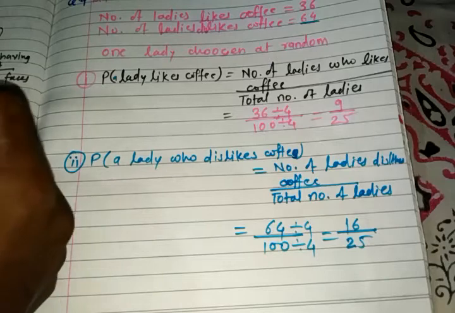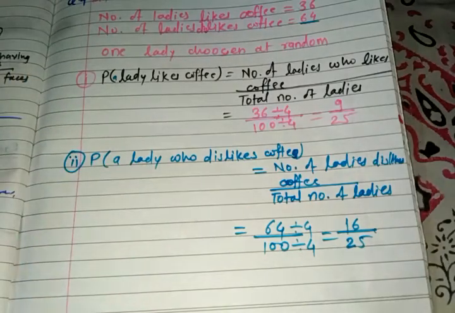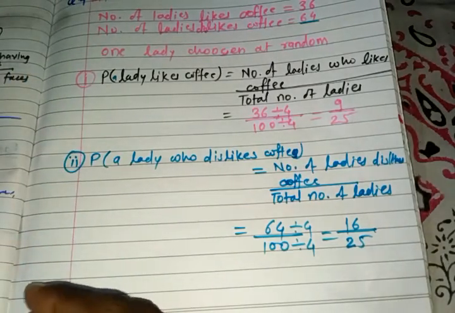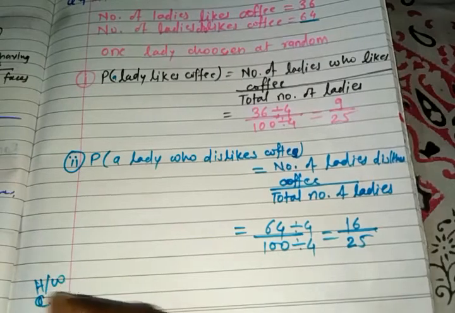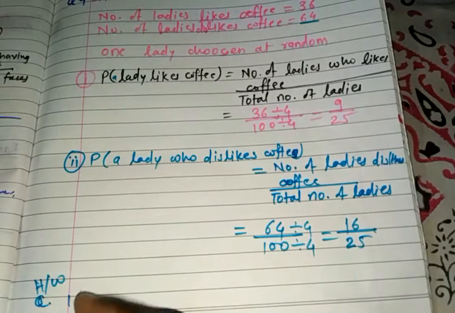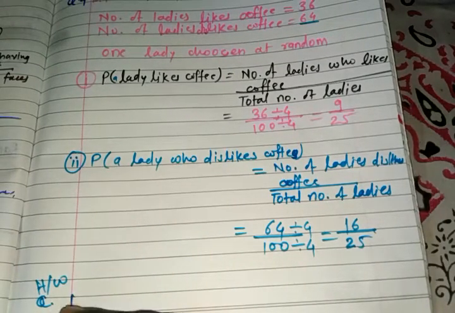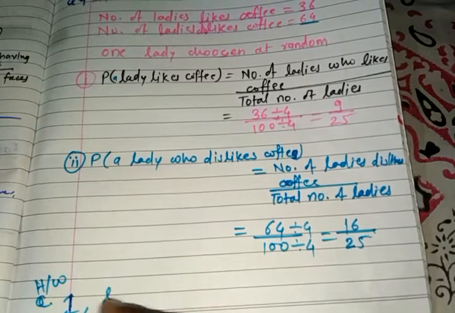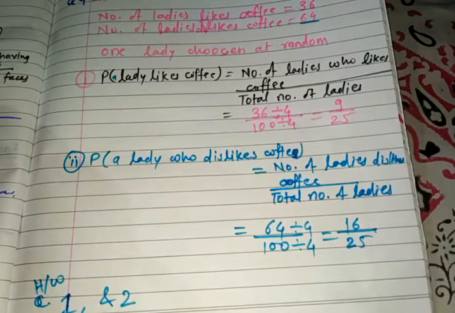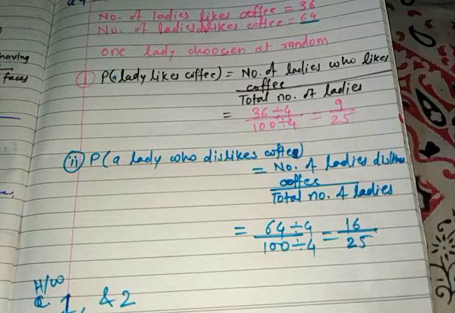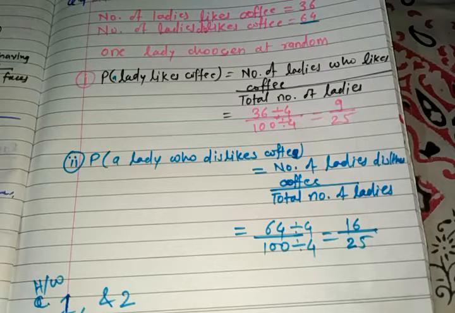Now students, on the basis of these two, question number 3 and 4, you have to solve as homework question number 1 and 2, which are on the tossing of a coin. I hope you will be able to solve these two questions on the basis of the introduction part and today's solved examples. So do it and upload the solved problems on Google Classroom, right?